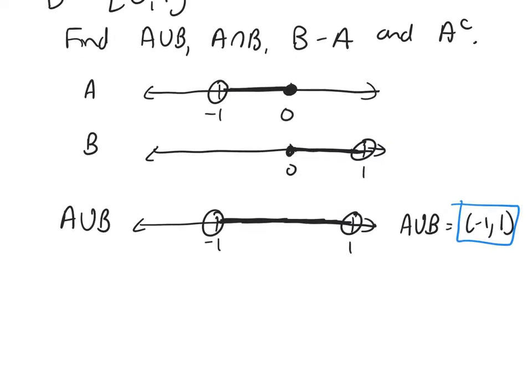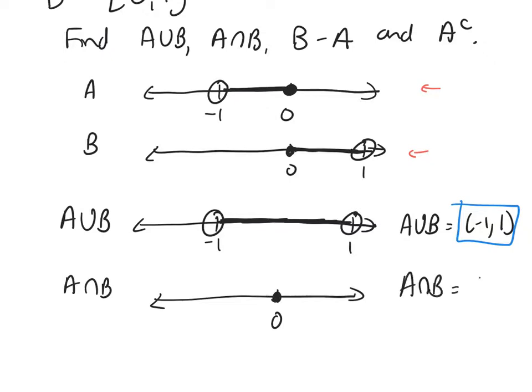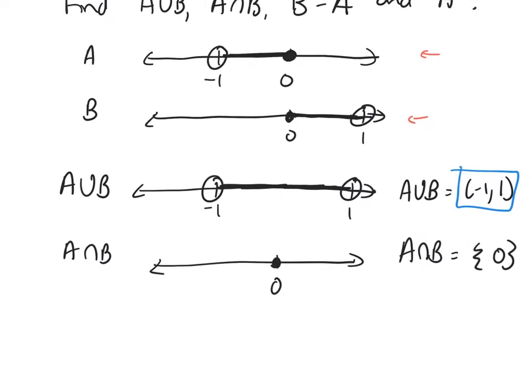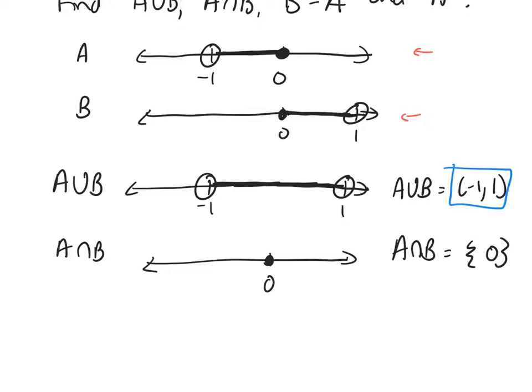Now let's find A intersect B. Now you're looking for where do they overlap. Well, if I look here at my pictures for A and B, they only overlap in one place at 0. So A intersect B, it's not an interval, it's just a single point. It's just 0, and that's it. So I would write it with curly braces here, and that's A intersect B.